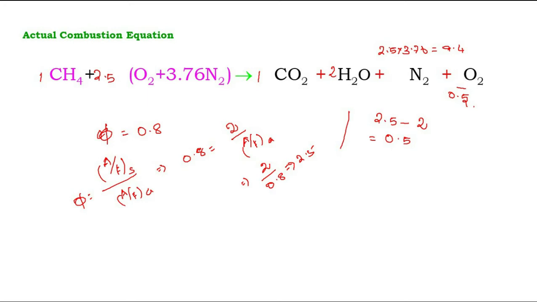Some amount of oxygen is present in the exhaust due to the excess air supplied. How much excess air is supplied? The actual air fuel ratio is equal to 2.5 minus the stoichiometric air fuel ratio 2. Therefore, 0.5 oxygen will be present in the exhaust. This is the actual combustion equation.